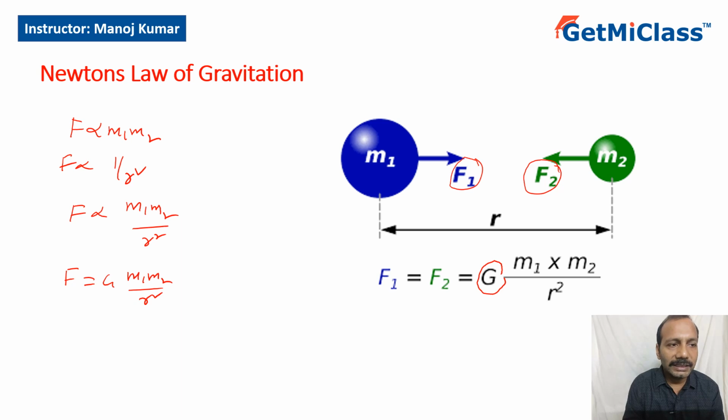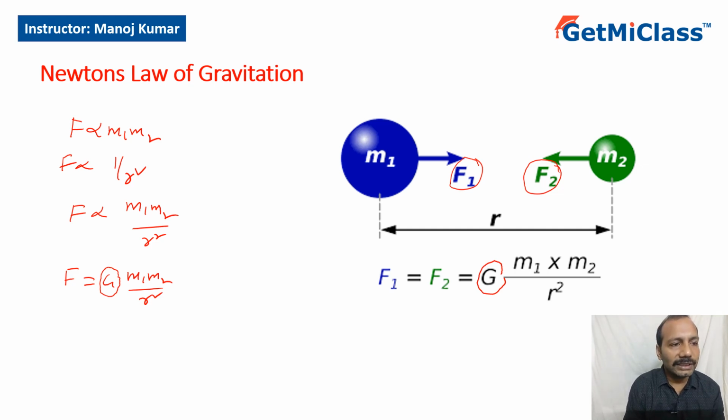Now this G is the universal gravitational constant. That means it does not depend on anything else. That is why the gravitational force between two masses does not depend on anything else. It is not affected by the medium between them, and it is not affected by the presence of another mass between them. So apart from changes in the magnitude of masses and the separation, the gravitational force between the two masses would remain the same.